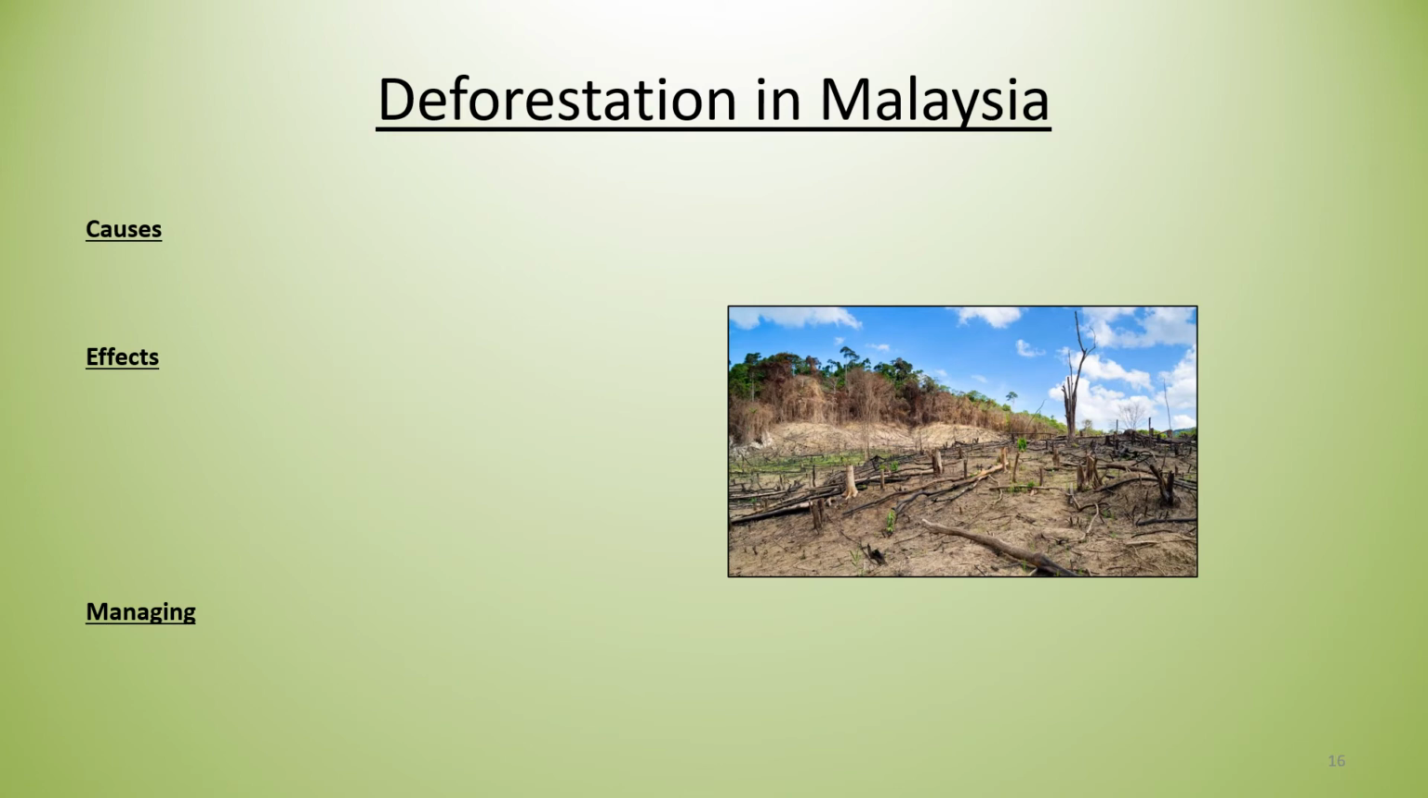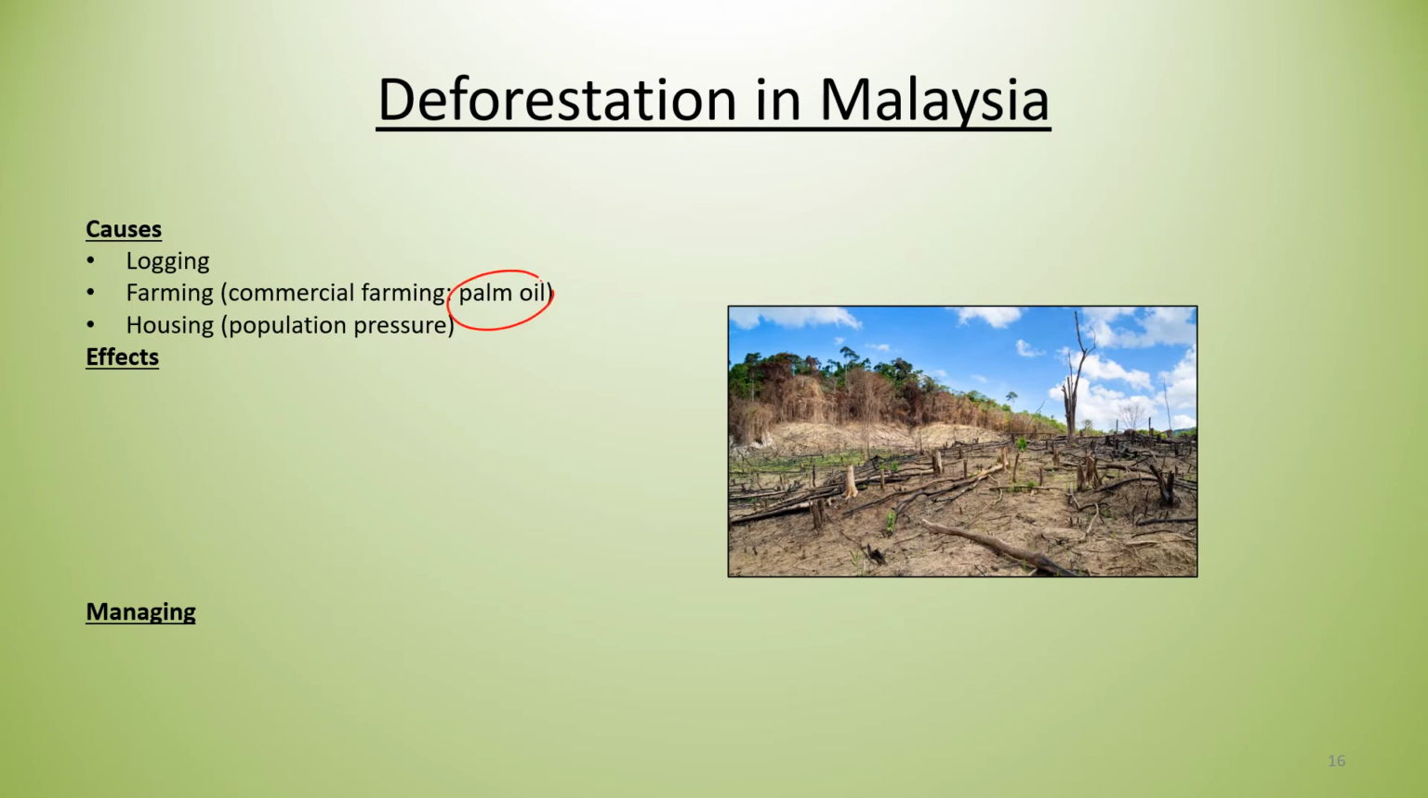Now, there's lots of questions that you might be asked to do with deforestation, its causes, effects, and management of it. So that's what I'm going to go through now. And the causes of deforestation are here: logging, chopping down trees for furniture; farming, commercial, such as palm oil. What they're actually doing, if you look at this picture here, is they are chopping down these trees only to then plant other trees, palm oil trees.